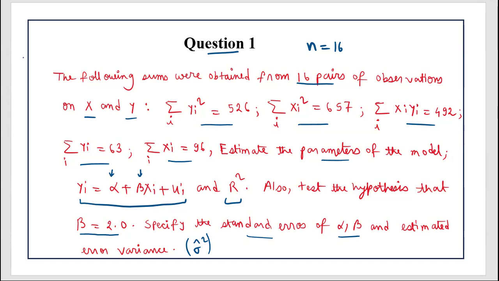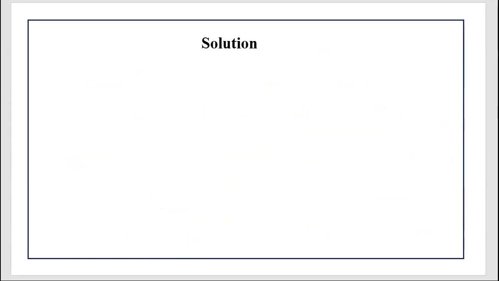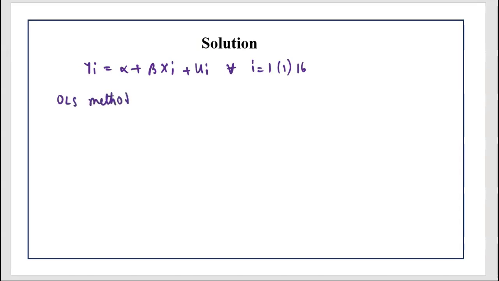So now let's go ahead and solve each of the parts of this question, and that will help you to clear your concept, right? The model that you have is given as yi equals alpha plus beta xi plus ui for all i from 1 to 16. You have 16 observations altogether. Now, if you remember, by the OLS method, we have derived this entirely manually. What was the estimated value of alpha cap? It was simply y bar minus beta cap into x bar.